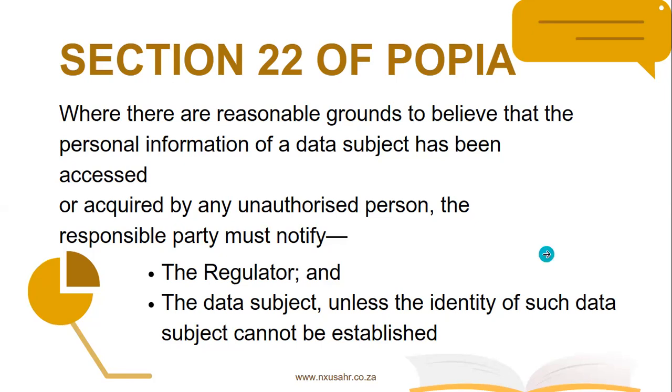Just to reiterate, whenever a responsible party, which is the organization, business or entity that is processing personal information, believes that data has been accessed, they need to inform the regulator and they need to inform the data subject as well. One way of informing the regulator is through forms available on the regulator's website that can be completed. Then to inform data subjects, you communicate to them if you have their cell phone numbers, and also make a notification available on your website as the responsible party.